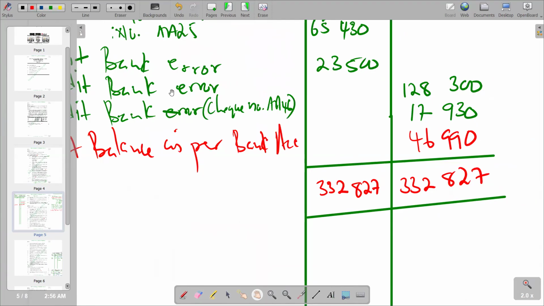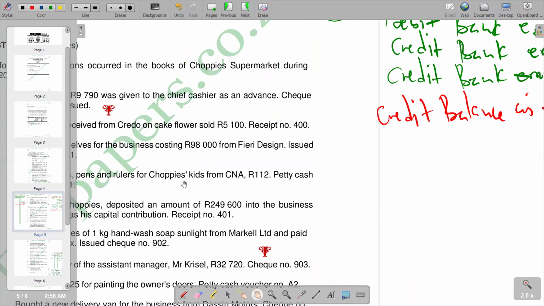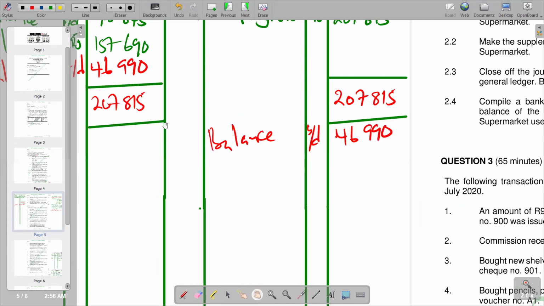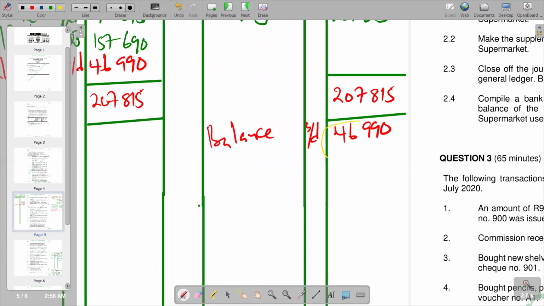46,990. So this balance that we got here, 46,990, should be the same as the balance of the bank account, which is also here 46,990. So if we have a similar balance like this, they are the same. It means we have reconciled our bank account balance and our bank statement balance correctly. So the reason behind preparing bank reconciliation is we are trying to make the bank account balance equal to the bank statement balance, as we have done here.